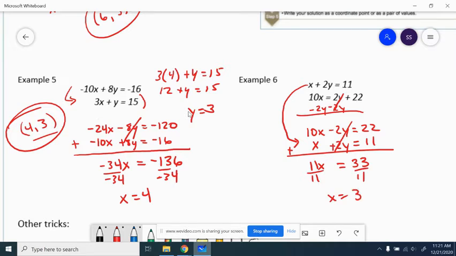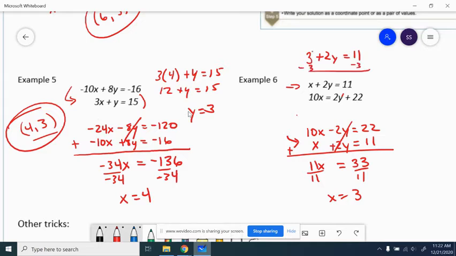And now all I need to do is figure out my y. So I'm going to go ahead and plug that into one of these top equations. I think I'm going to pick the first one, x plus 2y, and x we now know is 3. So 3 plus 2y is equal to 11.